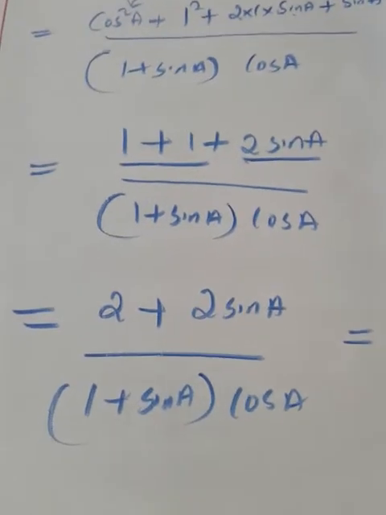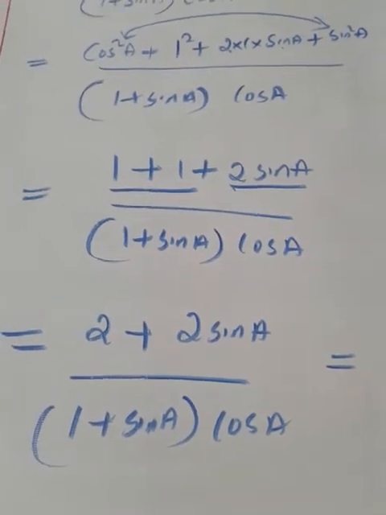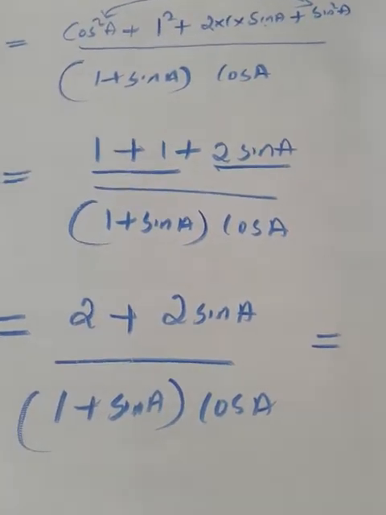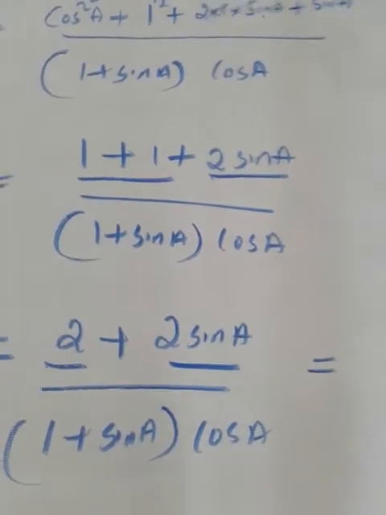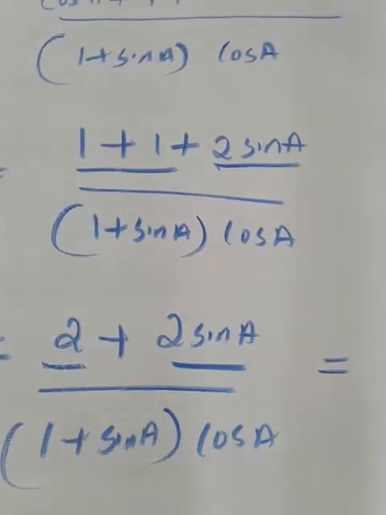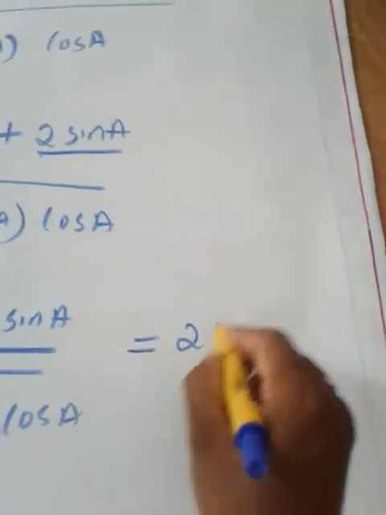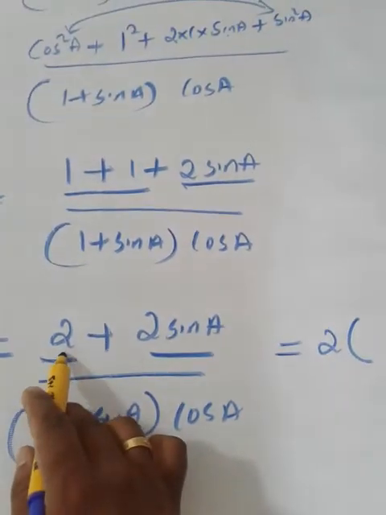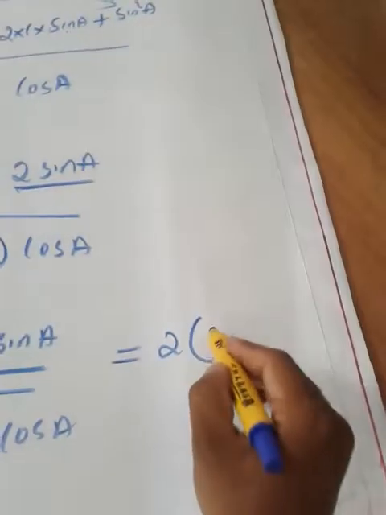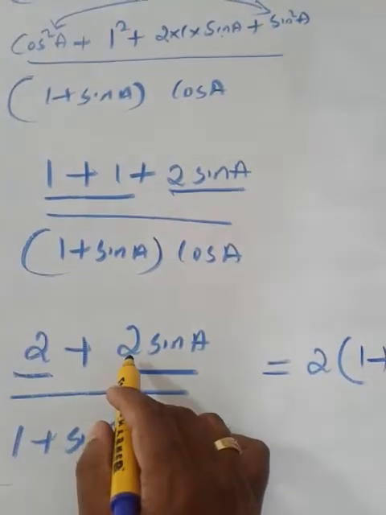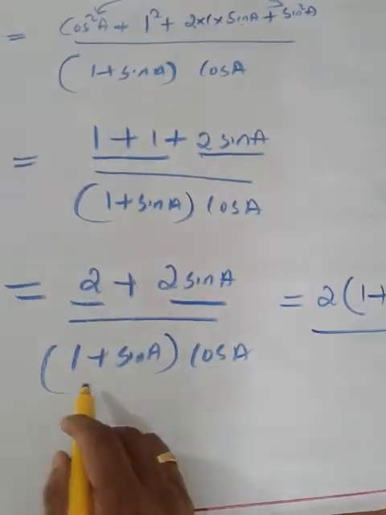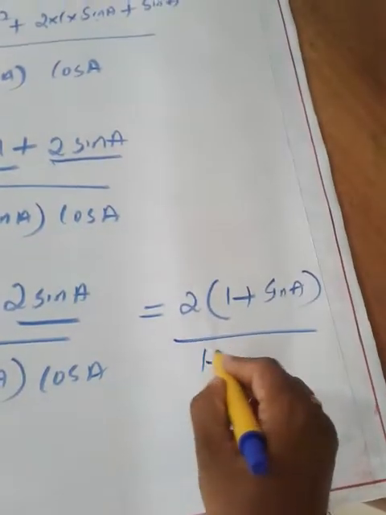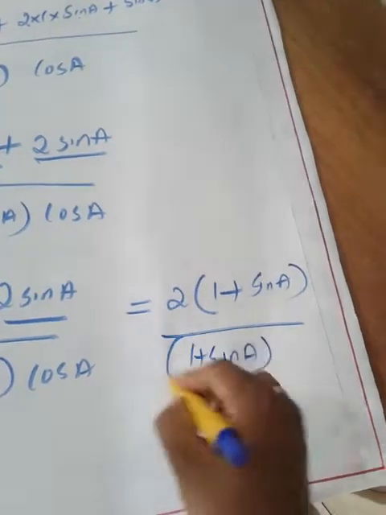And what can we do? Think. In the numerator, how many terms are there? This is your first term and this is your second term. Is there any common factor? 2 is common there. Just take it outside. So when I take 2 outside from here, 1 will remain. Here you write 1. When you take 2 outside from here, what will remain? Sin a, divided by, what will remain in the denominator? 1 as it is, 1 plus sin a into cos a.